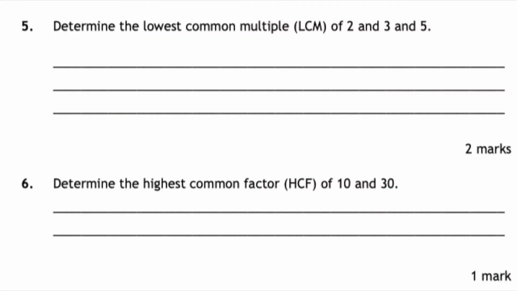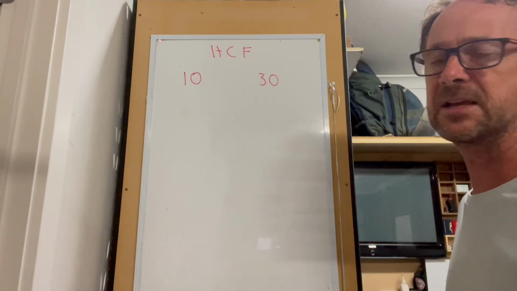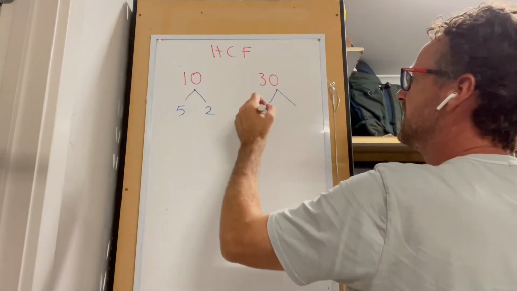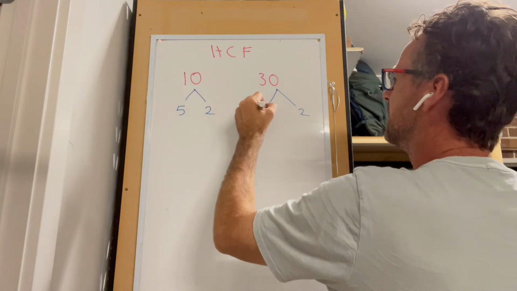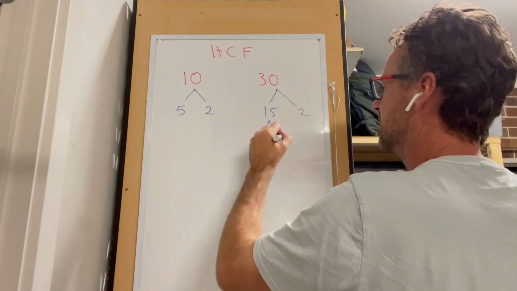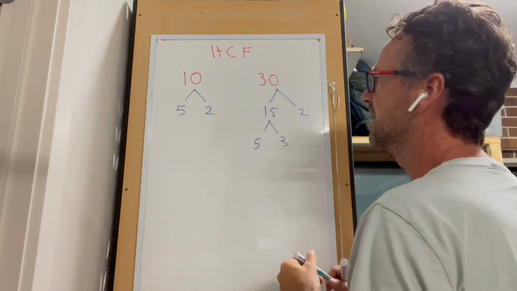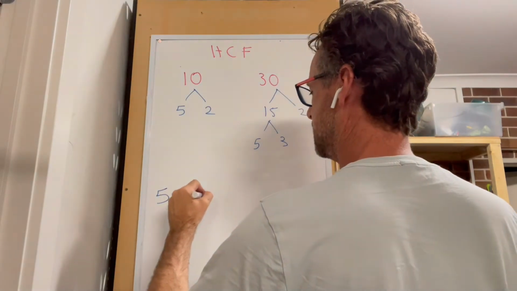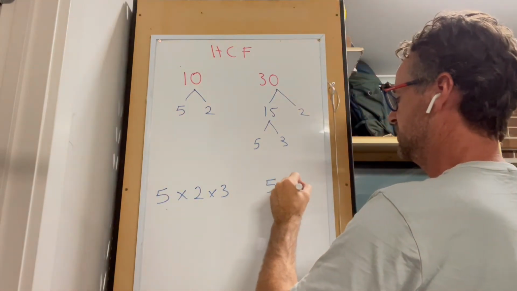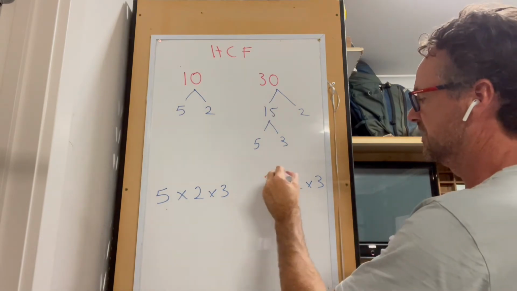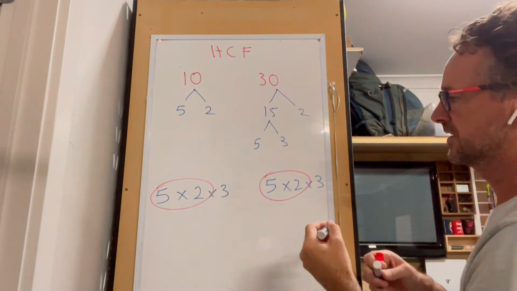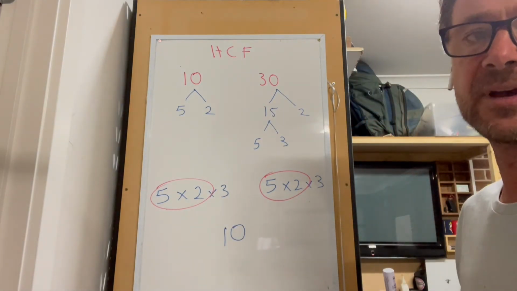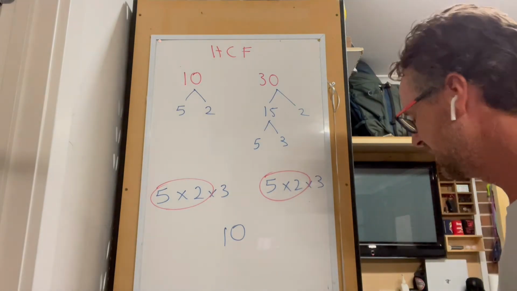Okay, so highest common factor, okay, so we can use factor trees to do this. So we can have 5 and 2, okay, and here we can have 2 and 15, and then that gives us 5 and 3. So that gives us these as factor trees, okay. 5 times 2 times 3, and 5 times 2 times 3, and we can see that those two are in both sets of factor trees, and 5 times 2 is 10. So therefore 10 is the highest common factor for those two particular numbers, okay?